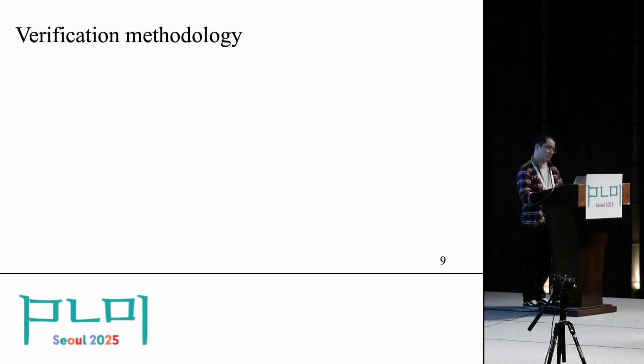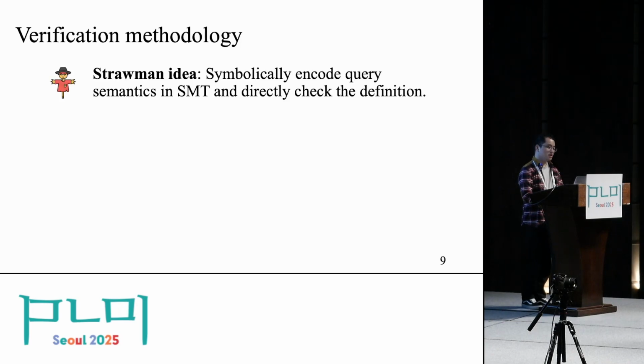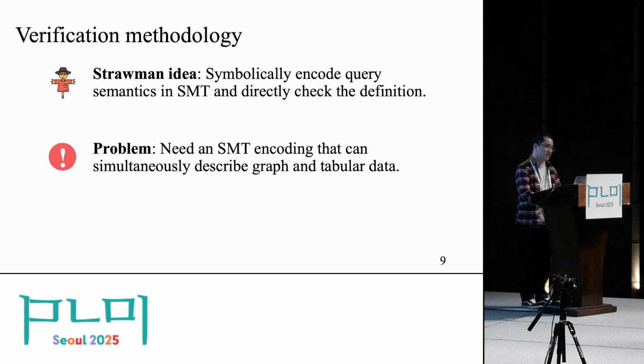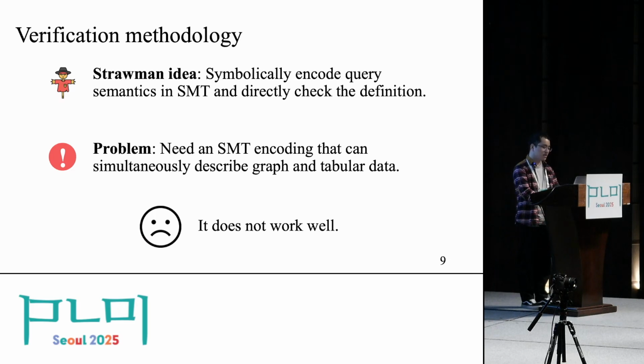But how can we check it? A strawman idea is to simply encode query semantics in SMT and directly check the definition. However, checking equivalence in this way presents a problem. We need an SMT encoding that can simultaneously describe graph and tabular data. Unfortunately, from our preliminary experience, such an SMT encoding doesn't work well in this verification task.